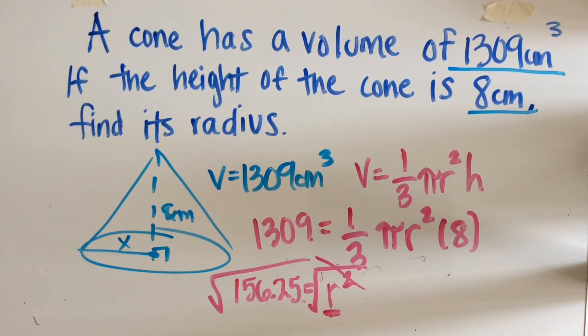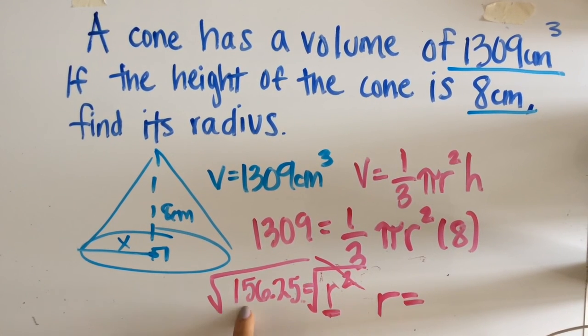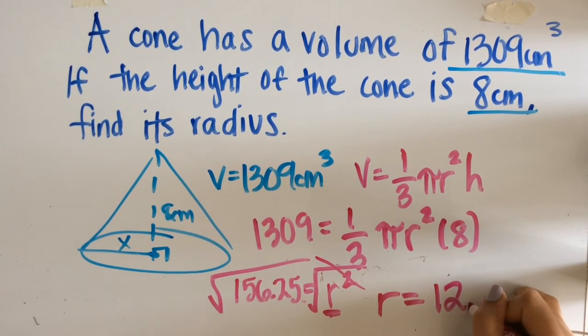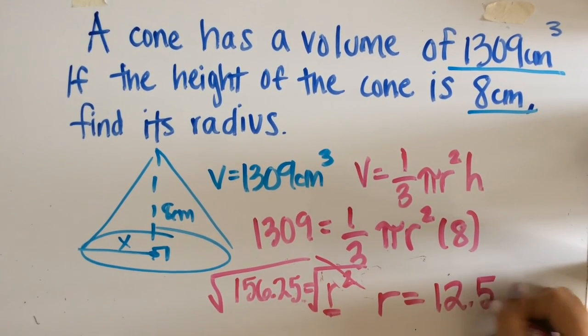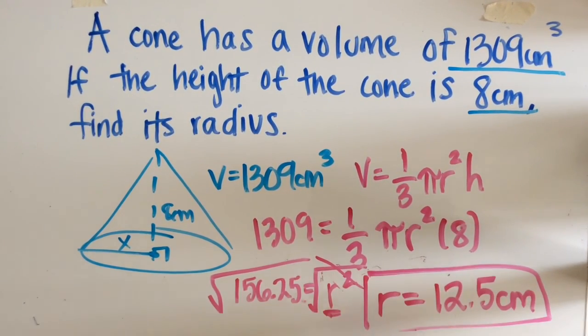So that tells me that r is equal to, and I just plug that into my calculator. I find the square root of 156.25, and that gives me 12.5 centimeters. Okay, and that should be my radius. My radius is 12.5 centimeters.